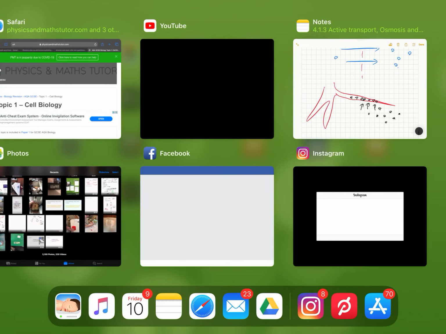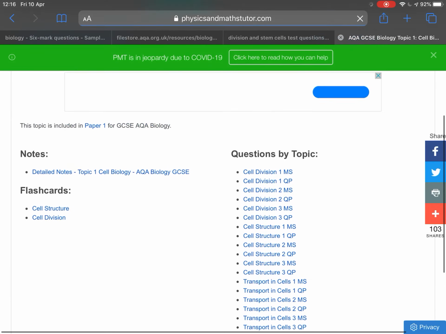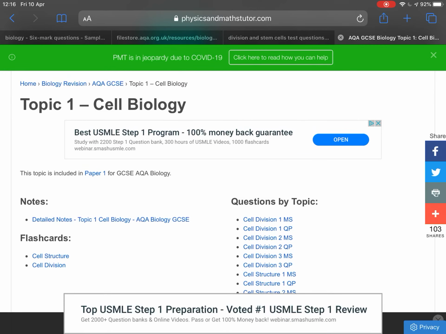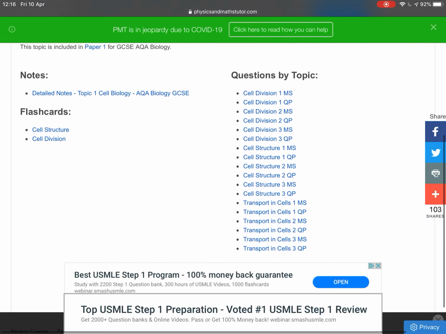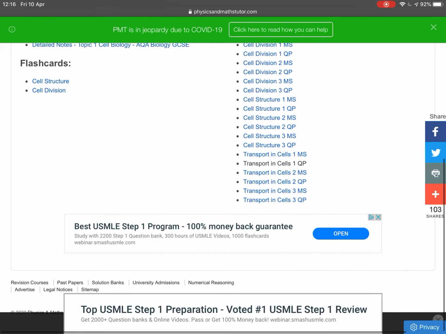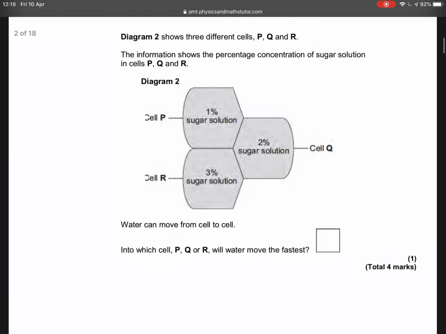Okay, so what we're going to do now is find the questions that you could follow up with on Physics and Maths Tutor. Like I am at the end of every section, I'm going to show you. Yesterday there weren't as many questions on stem cells as there are on transport here. So I'm in the biology revision, AQA, GCSE, cell biology, and I can see these transport and cell questions at the bottom. So I might click the first section there, the bit that says QP, and that'll give me some questions.